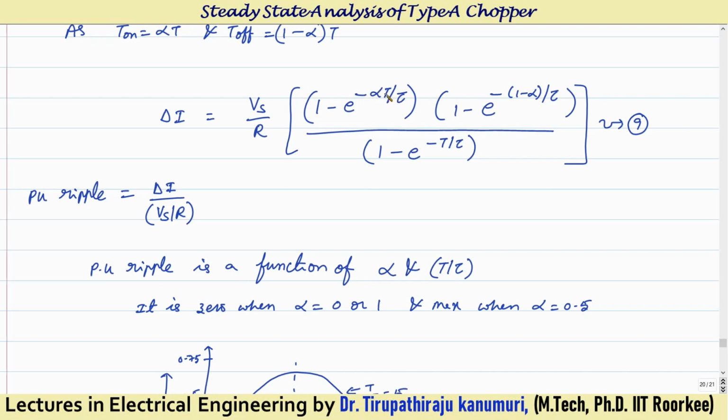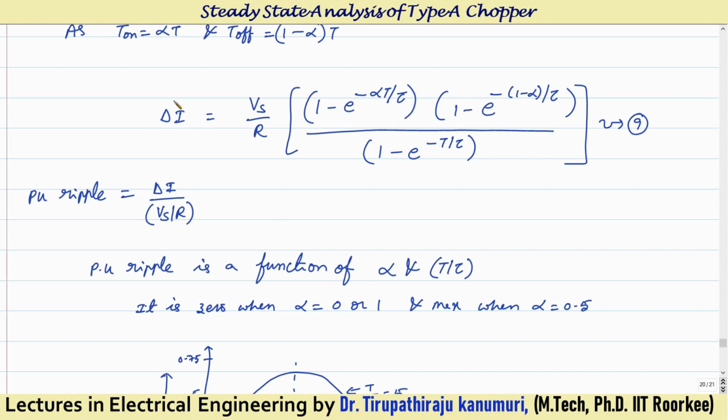Now the per unit ripple, you can observe the remaining thing is a parameter depending on the value of alpha as well as t by tau. So when you substitute alpha is equal to 0, 1 minus e to the power of 0 is 0, and 0 multiplied by anything makes this entire set 0. Similarly, when you substitute alpha is equal to 1, this is having some value, but you can see this term 1 minus 1, e to the power of 0, is 1 minus 1 is 0. The entire set becomes 0.